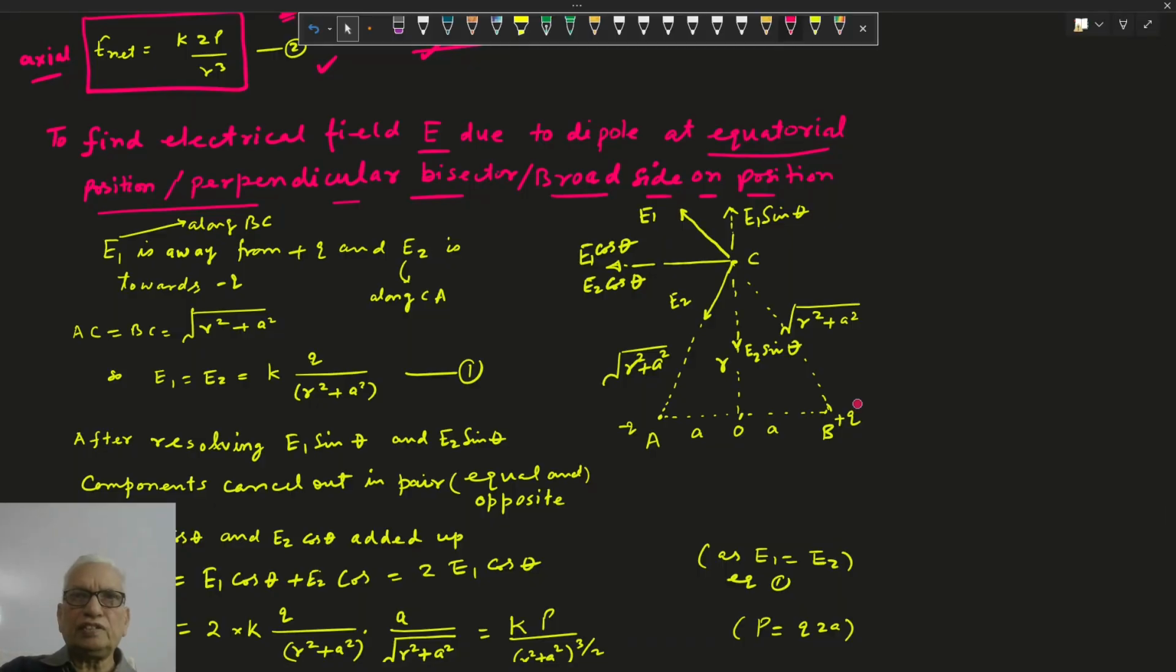Now to find out the electrical field due to the dipole at equatorial position. It is called equatorial position. Sometimes it is called perpendicular bisector position. Sometimes it is called broadside on position. Broadside की position को normally बोलते हैं equatorial position, या perpendicular bisector, या broadside on. तो equatorial position निकाल रहे हैं हम लोग, electrical field due to dipole.